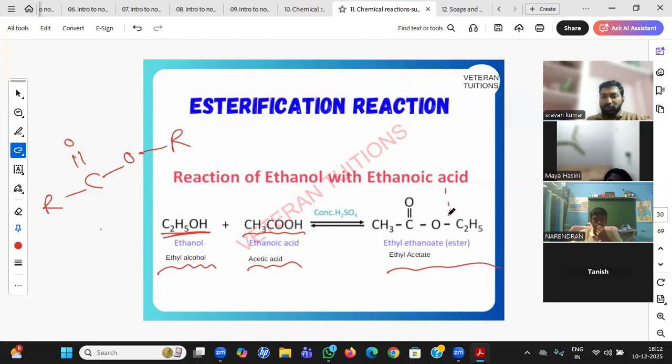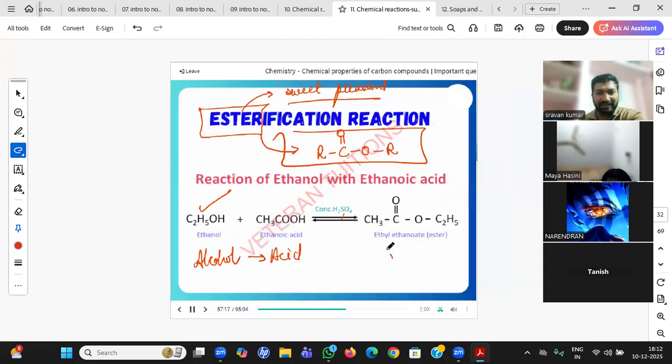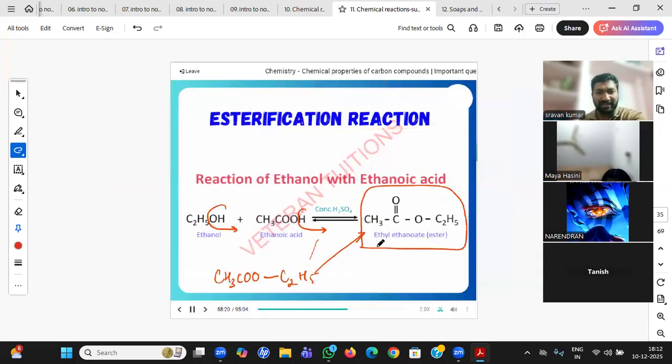How do you name it? You should name this part first. This part has two carbons, so eth. As it is a branch, ethyl. The remaining two carbons, eth, single bond, an, and as it is an ester, oate: ethyl ethanoate. Sometimes CH3COOH is there, and in place of H we have C2H5, so it is also written as ethyl acetate. I think I stopped here yesterday.